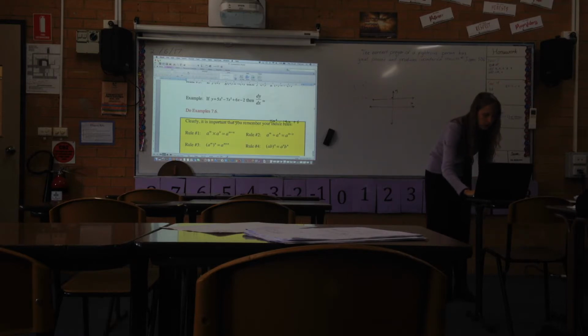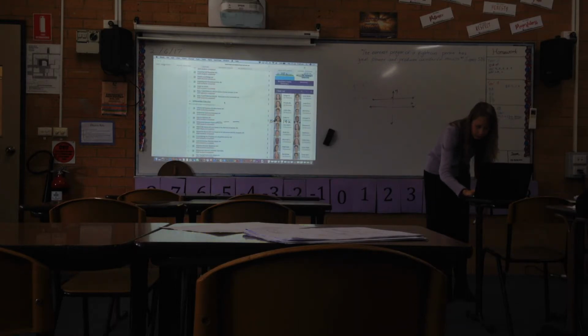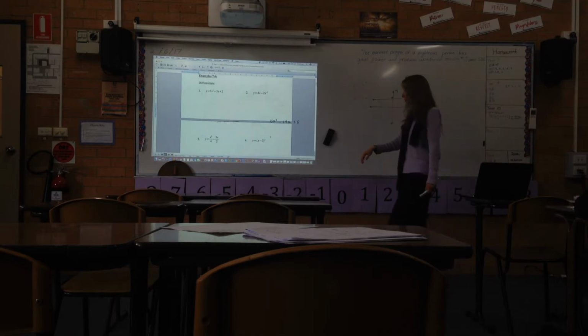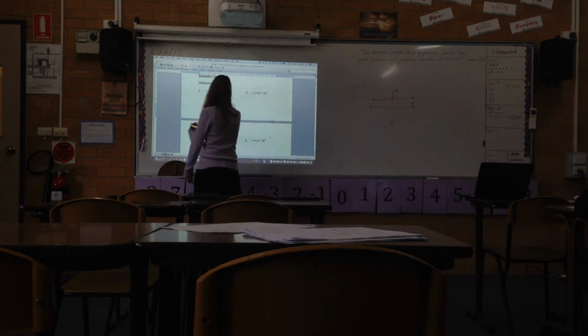Can we come now to example 7.6? This booklet isn't very big. Is that everything for the whole topic? Yeah, should be. Wow.